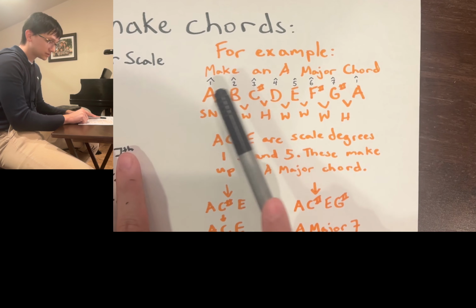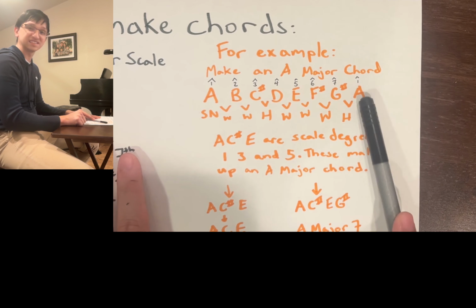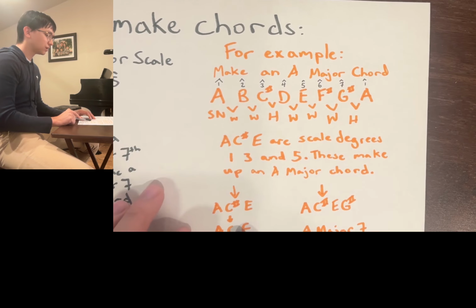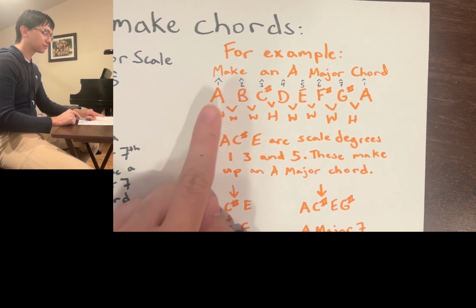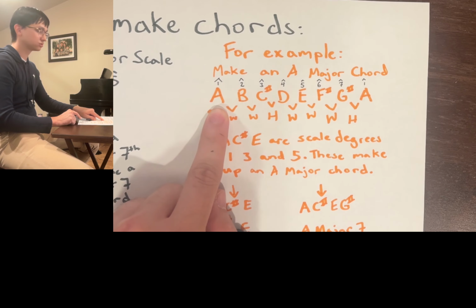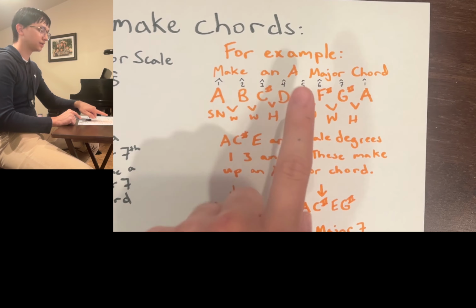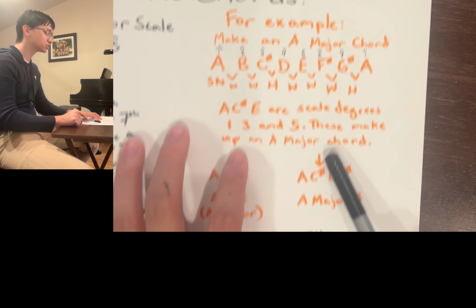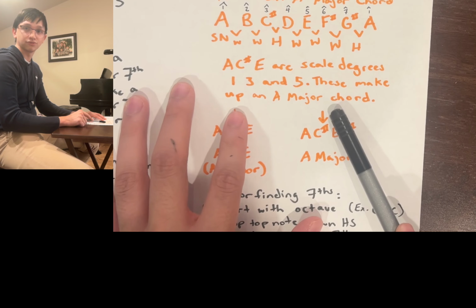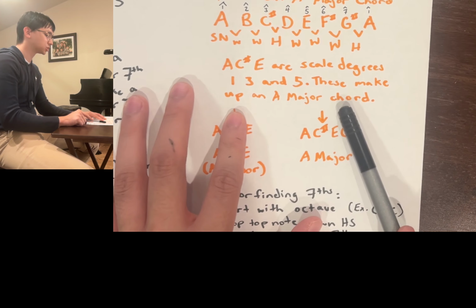Above that, I've written the scale degree numbers, just so that you're able to see that, okay? And so again, from this scale, all we have to do is see that A is our first, C sharp is our third, and then E is our fifth. And so those three notes are scale degrees 1, 3, and 5, and these are what make up the A major chord.